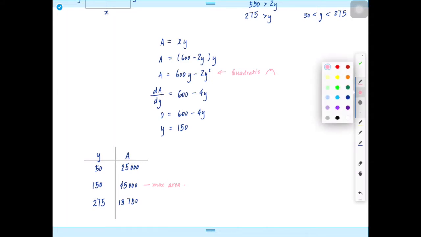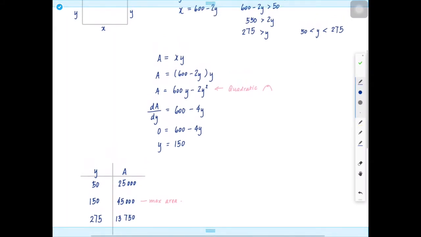In other words, we can now work out the length of x by substituting y equals 150, okay? So x is 600 minus 2y. Oh, yeah. So now let's sub in 150. So that's 600 minus 300. That's 300.